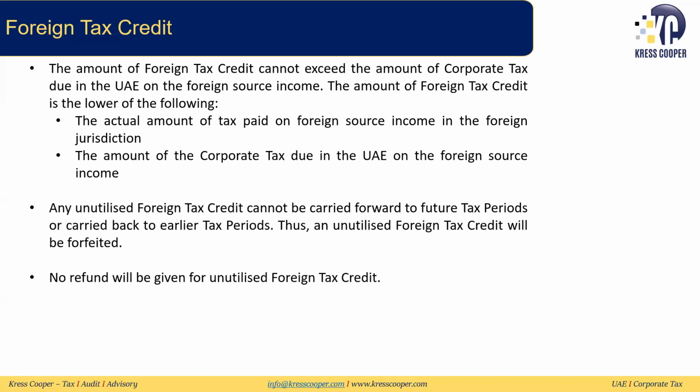So for example, in another jurisdiction, 15% was the rate. We will look at the amount which you have paid and compare it with the amount that would have been due if this foreign source income was taxed in the UAE at 9%. And whatever is the lower of the two amounts needs to be taken. The rest, whatever is unutilized, cannot be carried forward like losses or net interest, and like withholding tax, it cannot be refunded. It will be forfeited. And if you are not able to utilize it in that year, it's basically lost.